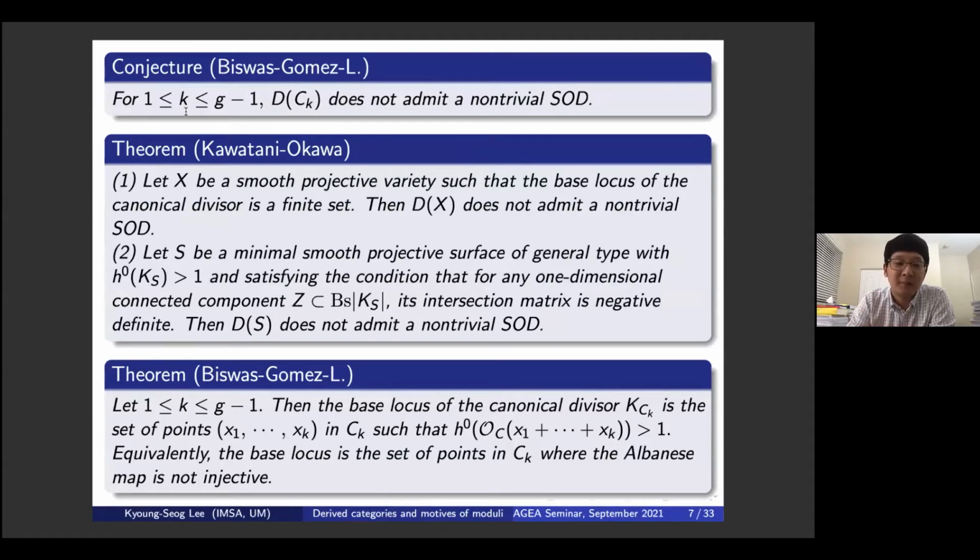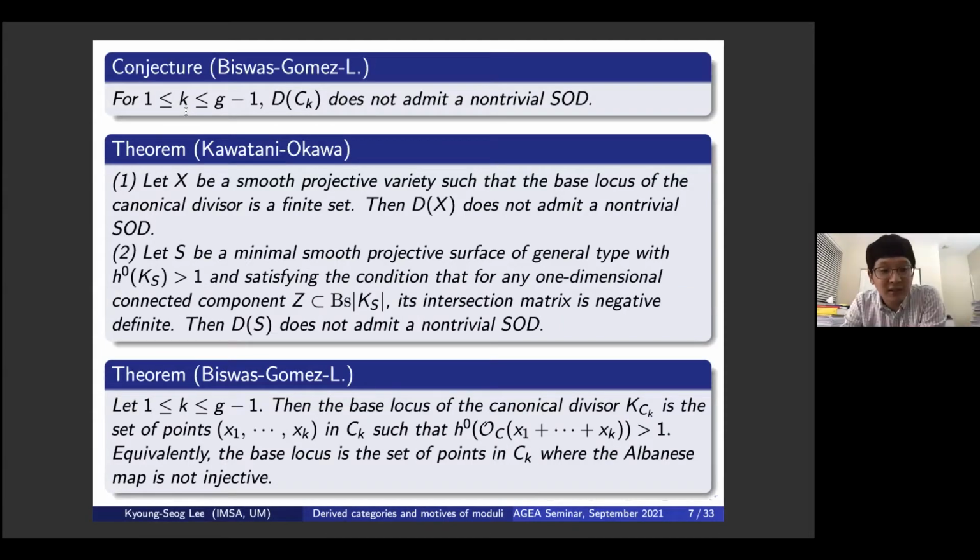We think that. Then how can we prove that? The most classical, standard way to prove that the derived category of a smooth projective variety does not admit a non-trivial semi-orthogonal decomposition is to look at the base locus of its canonical divisor.